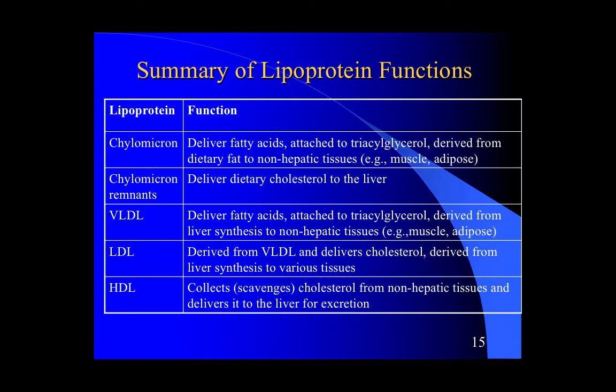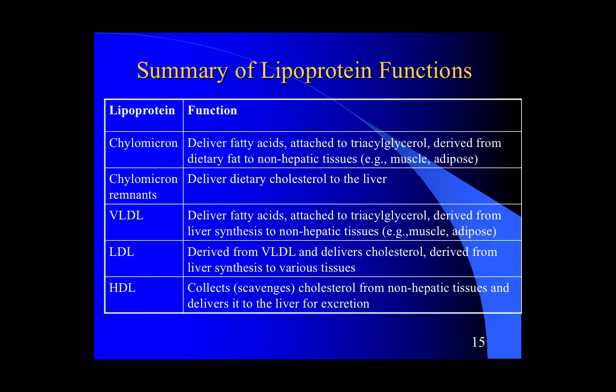And this one might be helpful. So the summary. Chylomicrons deliver fatty acids attached to triglycerides derived from dietary fat to non-hepatic tissues, mostly muscle and adipose tissue. Chylomicron remnants deliver dietary cholesterol to the liver. So that's how it gets to the liver. And now we can look through the other ones.